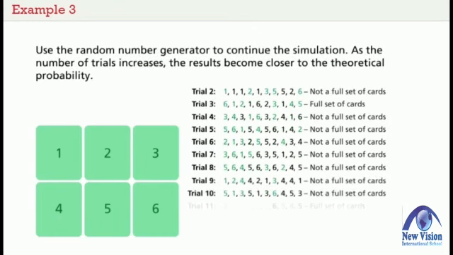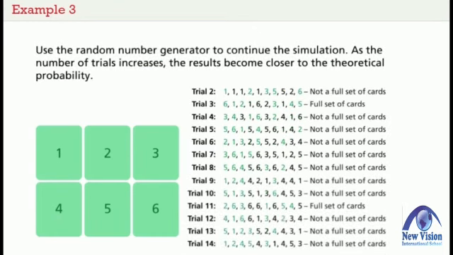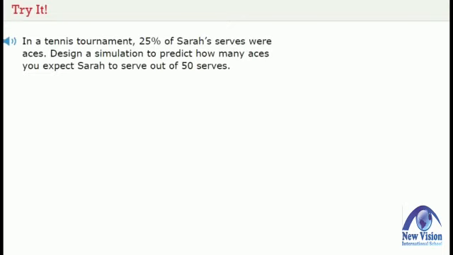You can use the random number generator to continue the simulation. As the number of trials increases, the results become closer to the theoretical probability. Now it's your turn. Try to do this. In a tennis tournament, 25% of Sarah's serves were aces. Design a simulation to predict how many aces you expect Sarah to serve out of 50 serves.